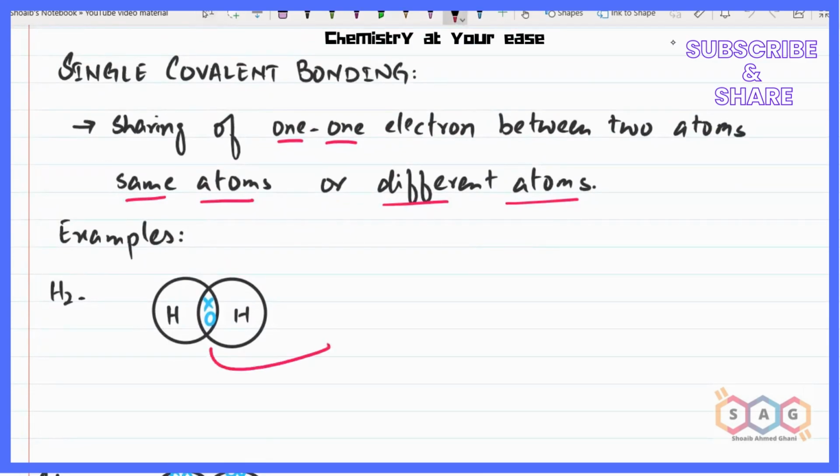In this bond, one hydrogen shares one electron and another hydrogen shares one electron, and they make a single covalent bond, which is represented like this. So this single line indicates two electrons. The two electrons are covalently bonded between the two hydrogen atoms.